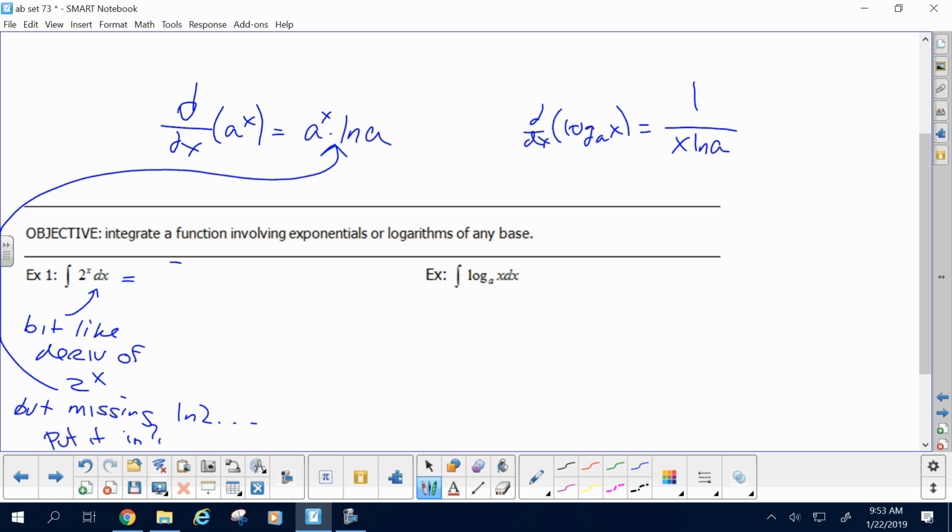Is this allowed? Can I say, you know what, I really want there to be a log of 2 there so it looks like the derivative? Is that allowed? Yes and no. Can I just say, hey, now this area under the curve is totally different? Well, you can do that as long as you balance. How can you balance that?